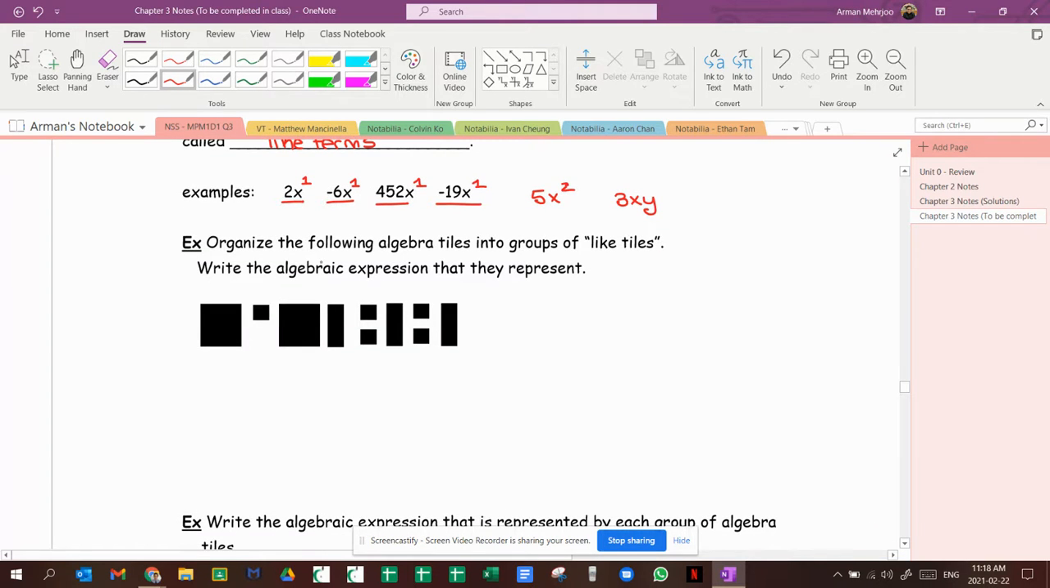We organize the following algebra tiles into groups of like terms and write the algebraic expression that they represent. So I want to group up things that are the same. Now remember, these big blocks are x squareds, and it looks like I have 2 of them.